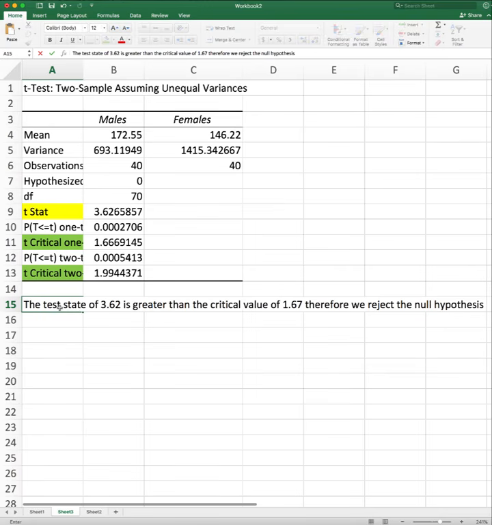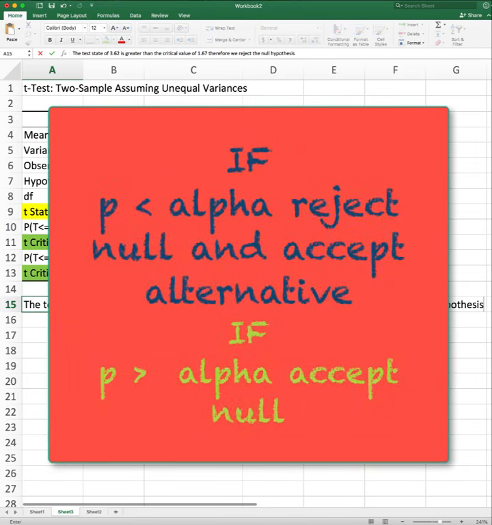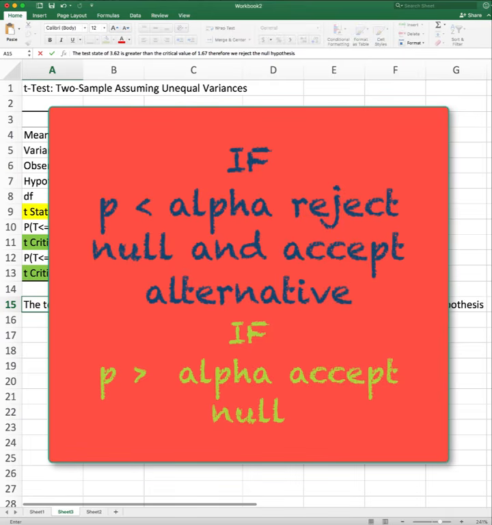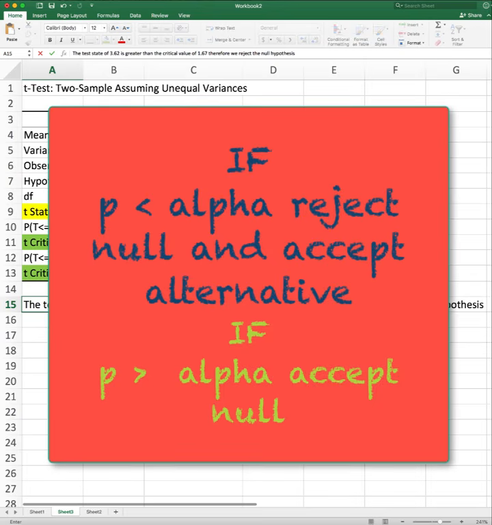But I want to draw to your attention another way to make this decision, because we have what we call a p-value, or probability of type 1 error. And there's a great general rule that works for all hypothesis tests. If p is less than our alpha level, then we reject the null hypothesis. If p is greater than our alpha level, we accept the null hypothesis.